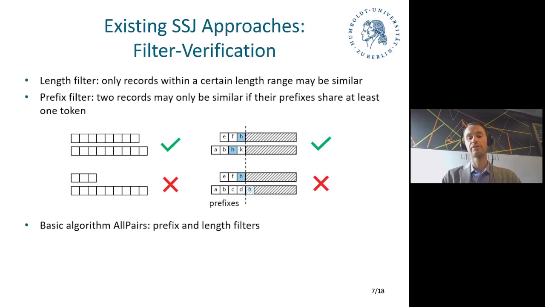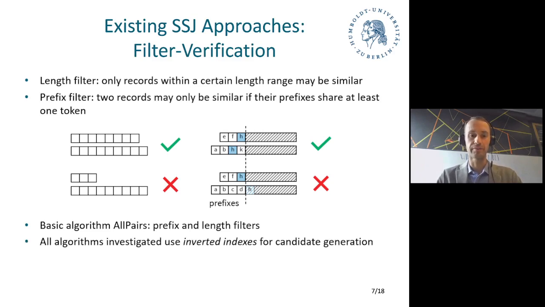A basic algorithm that uses both of these filters is called all pairs, which is also the basis for our approach here. All previous algorithms we looked at use inverted indexes for candidate generation. I just wanted to mention this word here because it is a crucial construct we use, and you will hear it later.